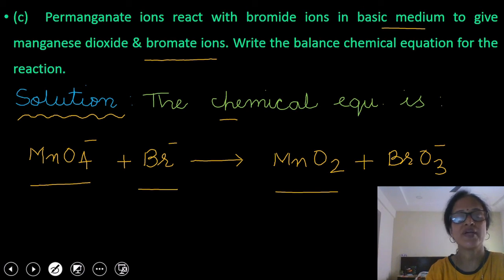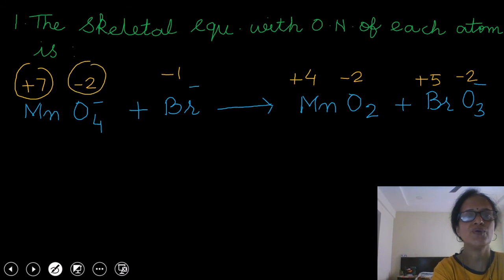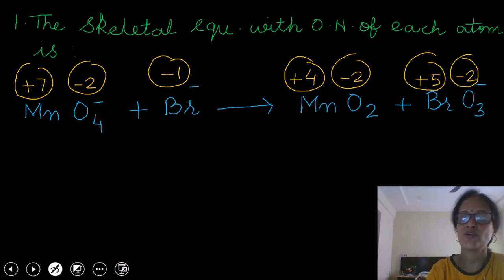Second step, we will write the oxidation number of each atom above them. So oxidation number of manganese is +7, we have written here. Oxidation number of oxygen is -2, bromide ion -1. Oxidation number of manganese in MnO2 is +4, oxygen again -2. Oxidation number of bromine in BrO3 minus is +5, and oxidation number of oxygen in BrO3 minus is -2.